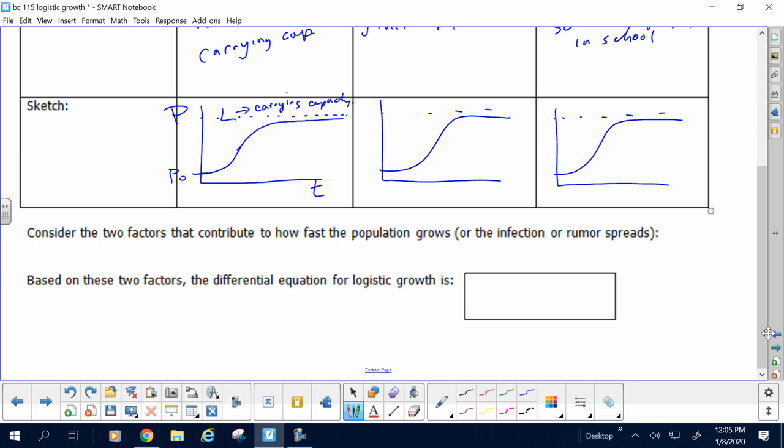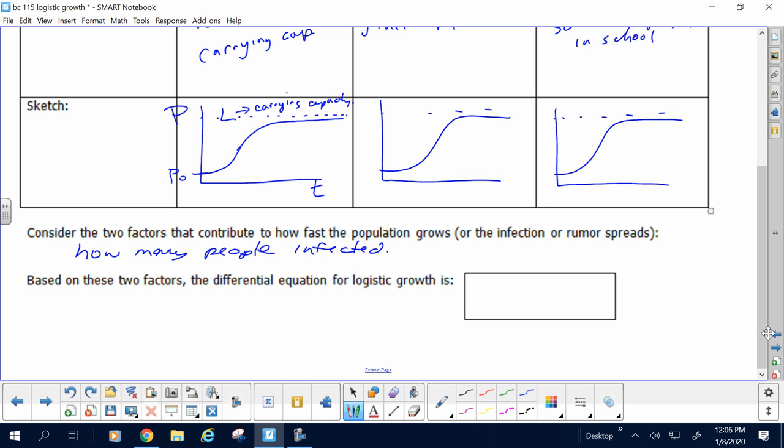Okay, so in the first school there are 5 people infected. In this school there are 100 people infected. Where's the disease going to grow faster? Here, because there are more people to do the infecting. Do you agree? Are you with me? All right, so there's one thing: how many people are infected. We'll just go with infected.